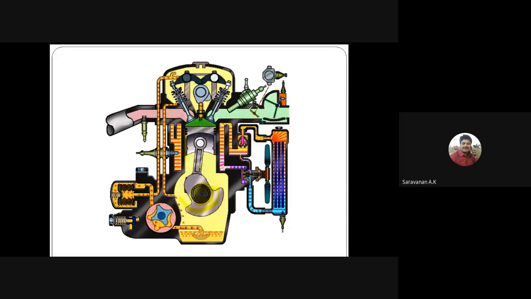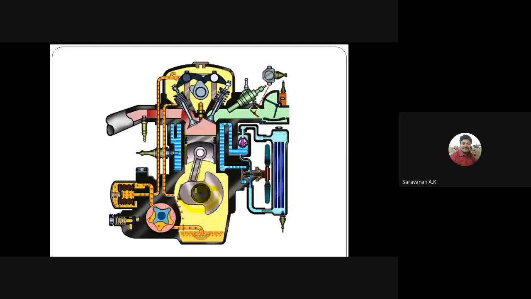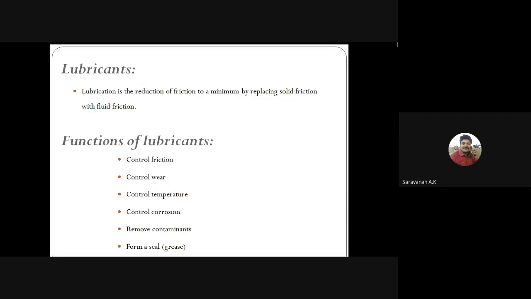So the piston will be connected through the connecting rod and the crank, right? So there will be some relative motion. These elements will need lubrication. These are the engine parts which we have to lubricate, right? Then lubricants, so we have to lubricate.